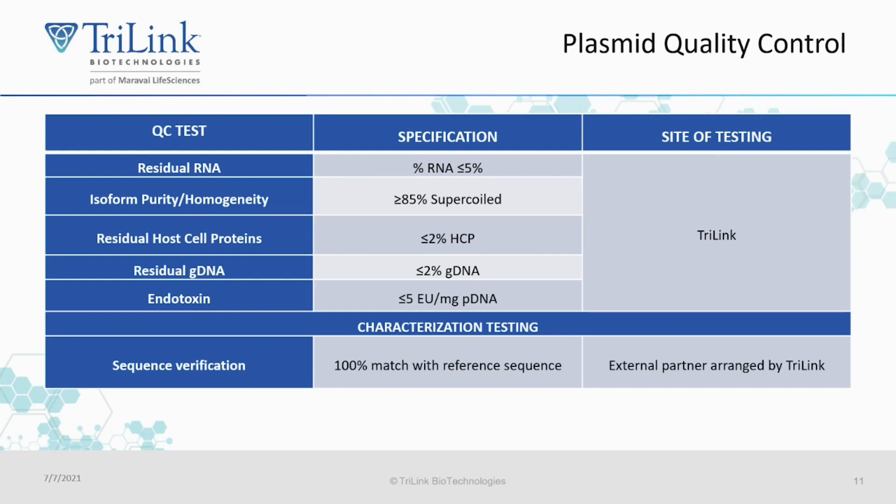Low endotoxin values are required. For mRNA, what you put in is what you get out. The purification methods for mRNA are not traditionally endotoxin reducing. So we recommend at least less than 5 EUs per mg for plasmid DNA.